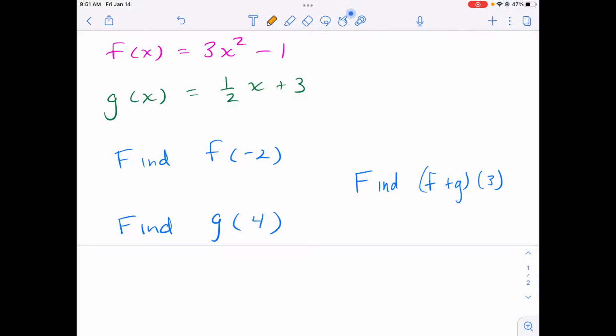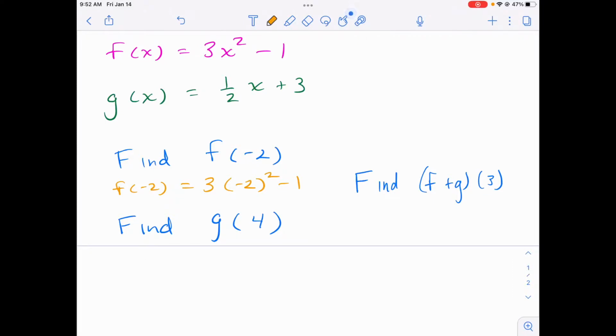When we're talking about finding f of negative 2, we're literally saying, what's the y value when x is negative 2 in f? So I'm going to take f of x, and everywhere I see an x, I'm going to replace it with negative 2. That's where the idea of plug it in comes from. So f of negative 2 is equal to 3 times negative 2 quantity squared minus 1. I'm just going to simplify that. Remember, order of operations.